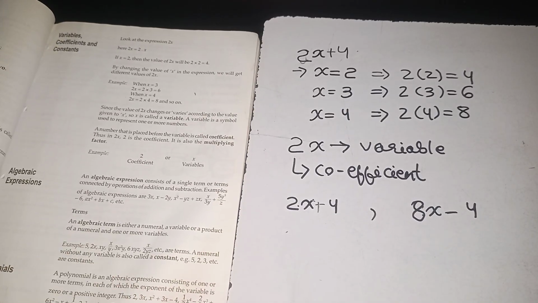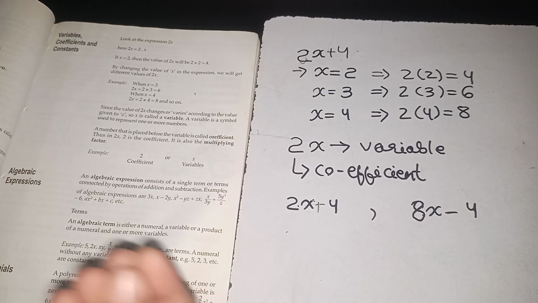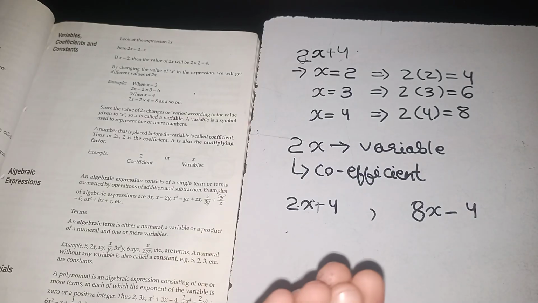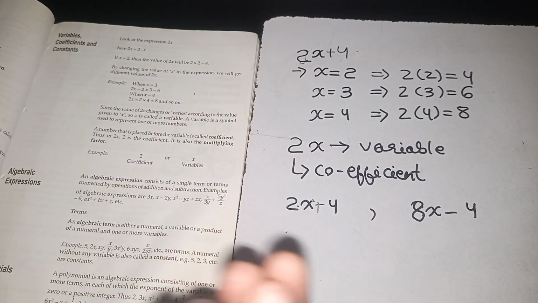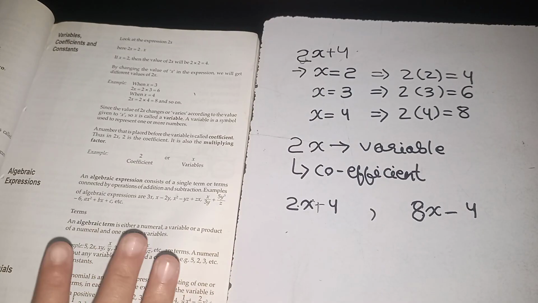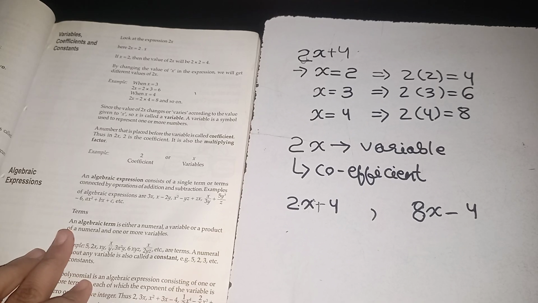Okay, so students, you know algebraic expression, as I gave the concept and explained what an algebraic expression is. An algebraic expression simply consists of what? A single term or terms connected by what? Addition or subtraction symbols. Nothing more. Okay, right. What are terms?